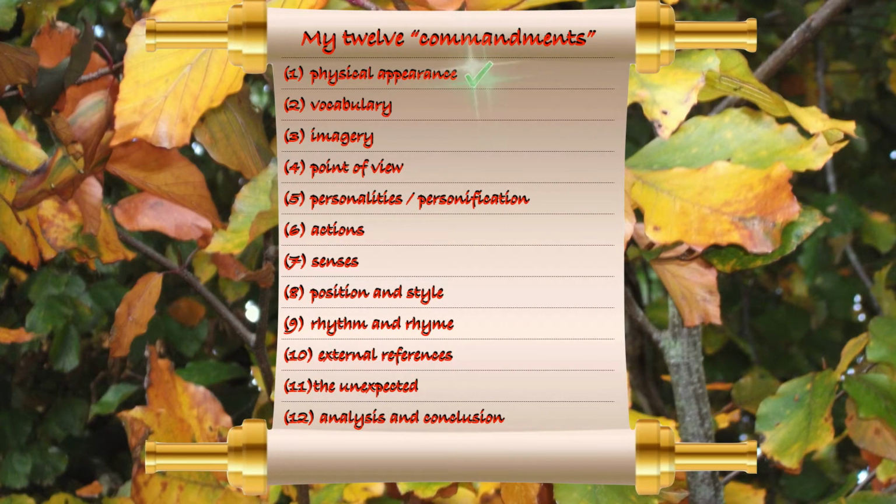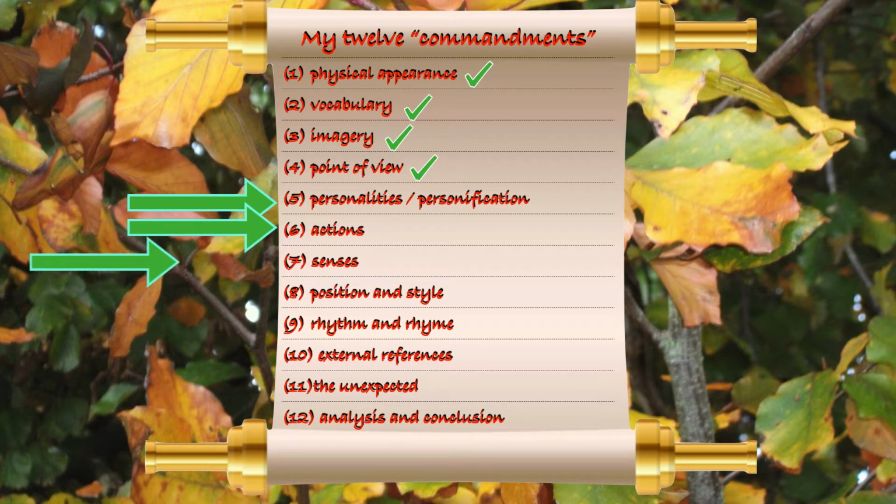First, let's go back to our Dead Sea Scrolls, and here come the 12 commandments that we've looked at so far: physical appearance, vocabulary, imagery, point of view, personalities and personification, actions and senses are next in line. There we go. Arrowheads all over the place.